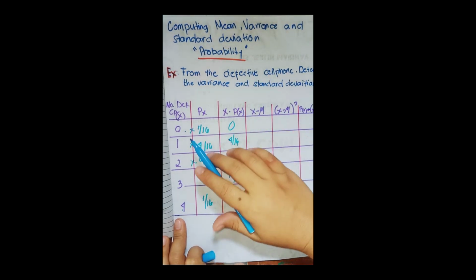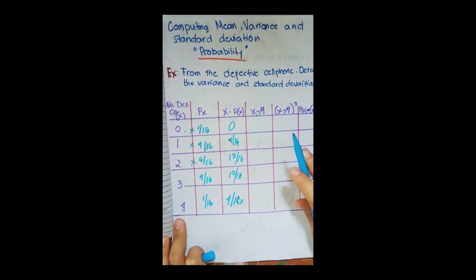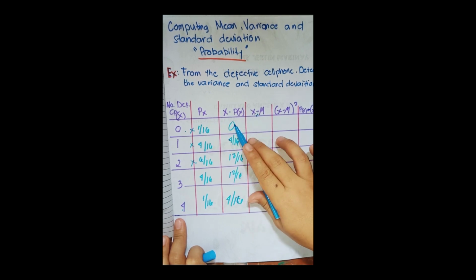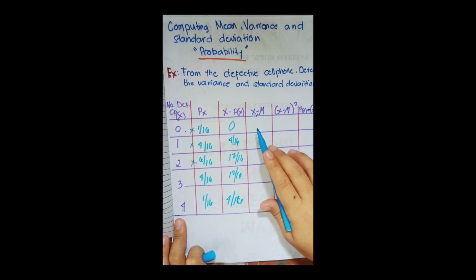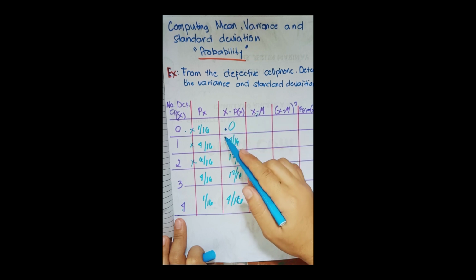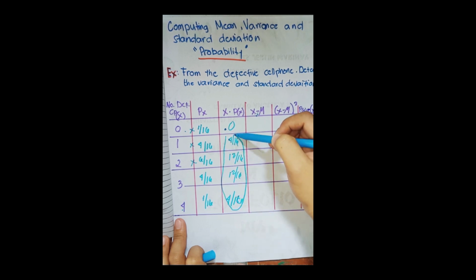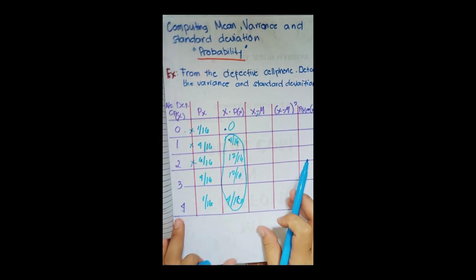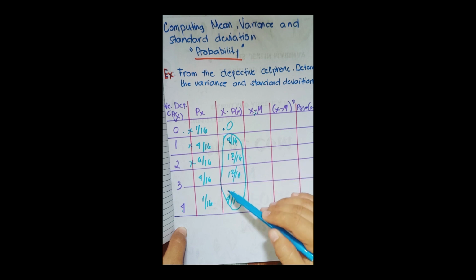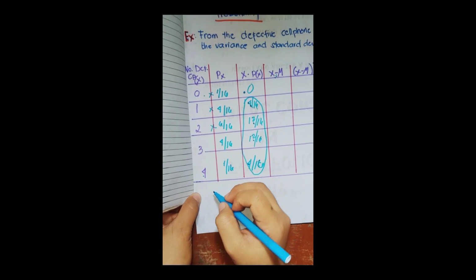And now let's proceed to the next column, X minus mean. We don't have the mean yet, so we need to get the mean first before we can solve this column. To get the mean, you have to add this part: 4 plus 12 plus 12 plus 4, over 16.